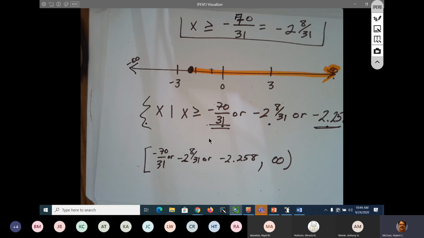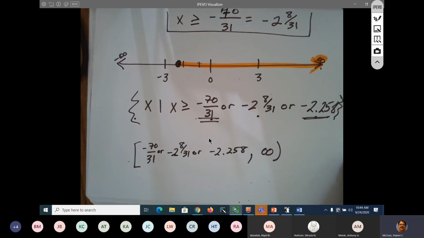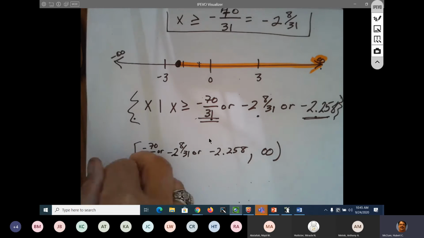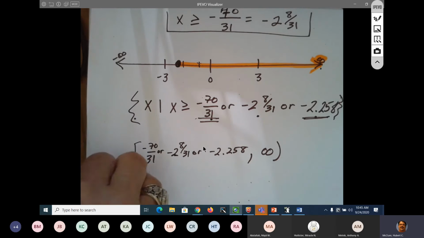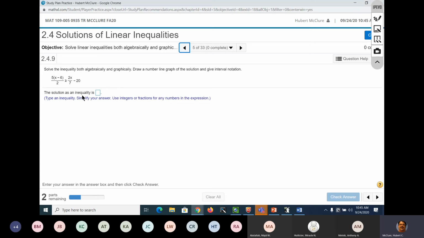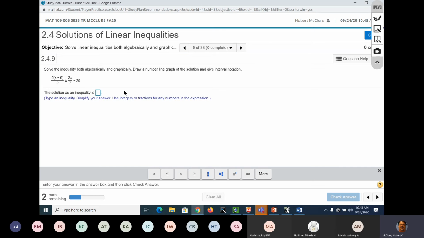So now we just need to read the directions and see what they want, a decimal or a fraction, because I doubt very seriously they want a mixed number. Mixed numbers are only used with units of measurement. So let's see what they got in their handy dandy question. The solution as an inequality, and they use integers or fractions. Let's try the decimal and see if it likes it. Let's do x is greater than or equal to negative 2.258.